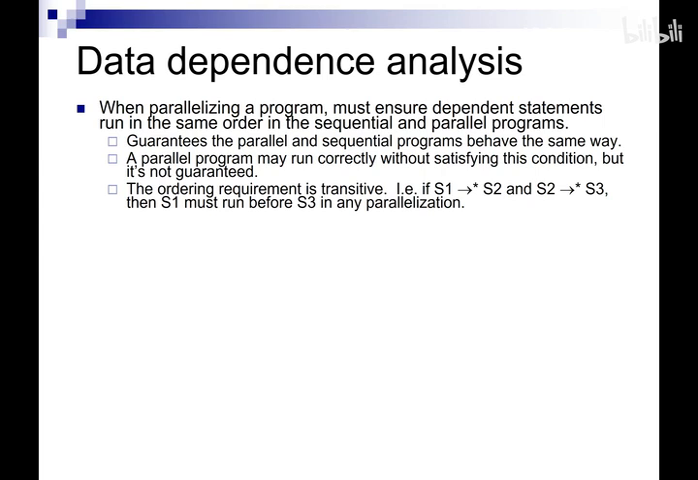Now this dependence relationship is actually transitive. This means that if S2 depends on S1, and S3 depends on S2, and this can be any sort of dependency, the true dependency or the anti or the output dependency, then S3 is also going to depend on S1. So this basically means that when you parallelize, you have to run S1 first, and then S2, and then S3.